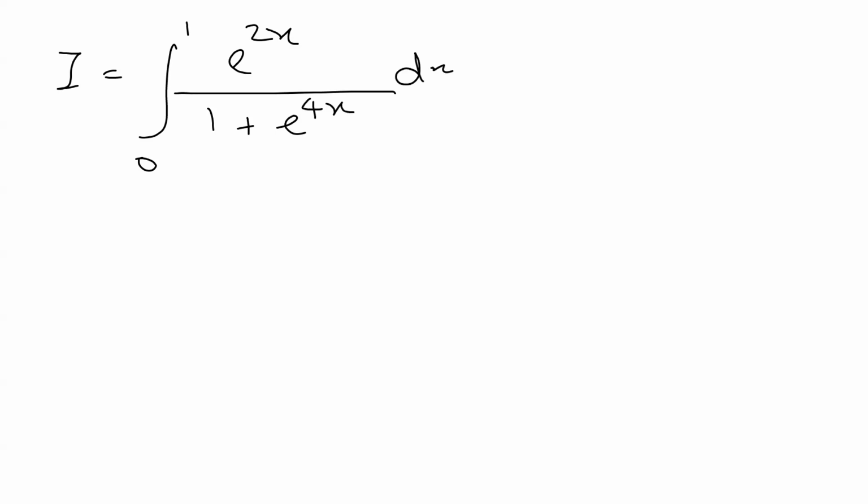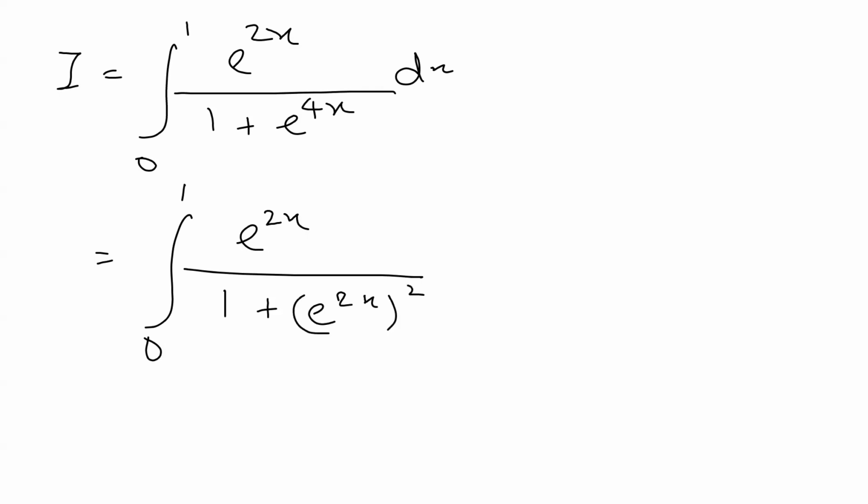We'll take some problems of method of substitution. 0 to 1, e raised to 2x upon 1 plus e raised to 4x. Now e raised to 4x, I'll just write it as e raised to 2x, whole raised to 2. Okay, because if you square this, you will get e raised to 4x. Now the derivative of e raised to 2x is e raised to 2x, right? Along with the chain rule. So that term is present in the question.